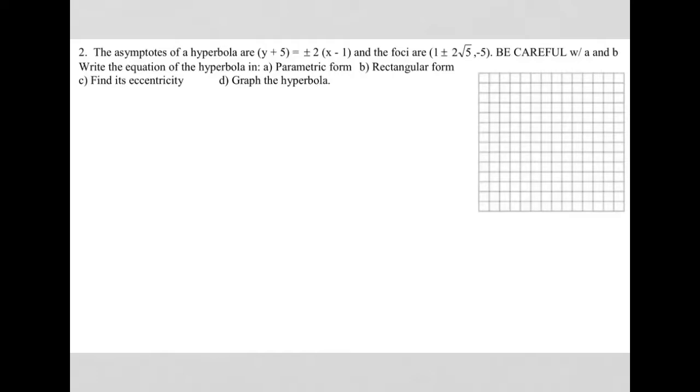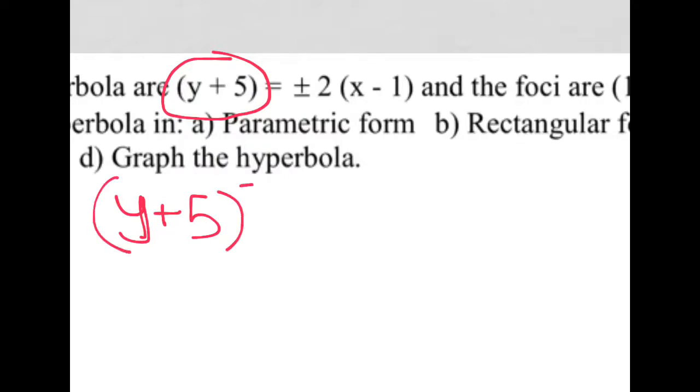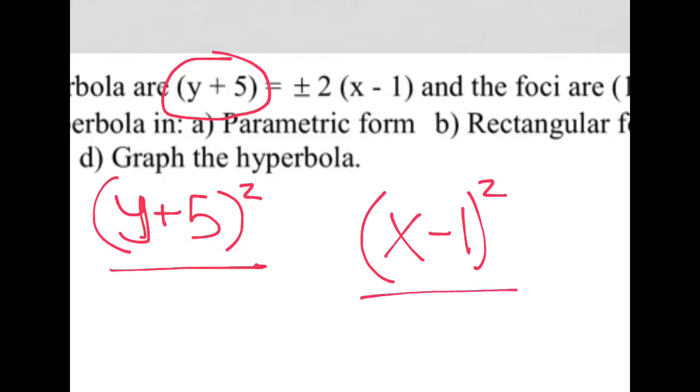So, how are we going to start? Well, I am going to start by using these asymptotes. I'm going to pluck that y plus 5 right here, and I'm going to use that in my equation. I know from that equation that I will end up with a y plus 5 squared over something. And then I know I will also have an x minus 1 squared term.